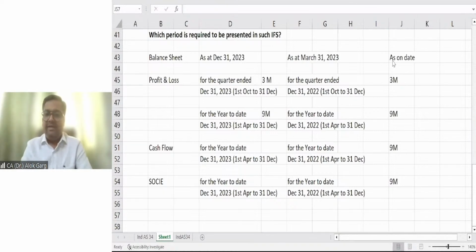Mansa is asking, sir, in 9 months ended financial statement, we prepare profit and loss account for full year itself. Mansa, I haven't understood you. How can 9 months be the full year? It is 1st April to 31st December, Mansa. How is it full year? April to December is 9 months only, na? April to March is full year. So the balance sheet comparison is only with the March of last year.